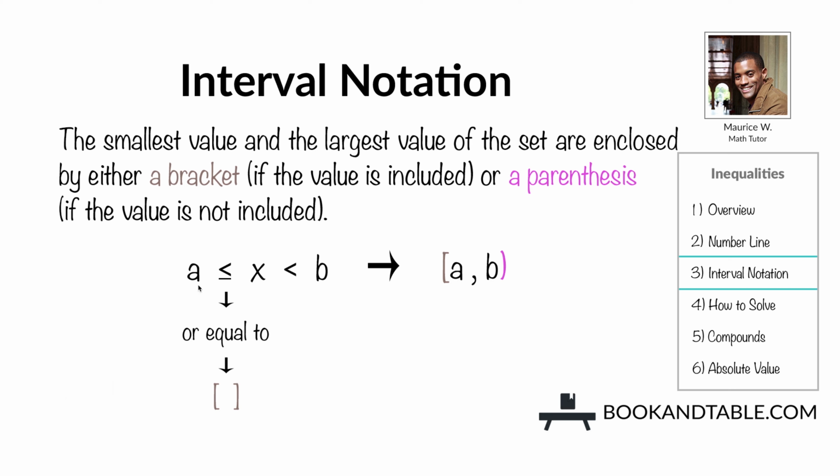So in this particular example, we have A is less than or equal to X. So since it can be equal to, we use a bracket. And since it's the smallest value, it's the first number. The smallest value in the set is going to be our first number. The largest value is going to be the second number. And based on the presence of equal to or lack thereof, we'll determine if we use a bracket or parenthesis. Less than is not equal to, so we use parenthesis here.